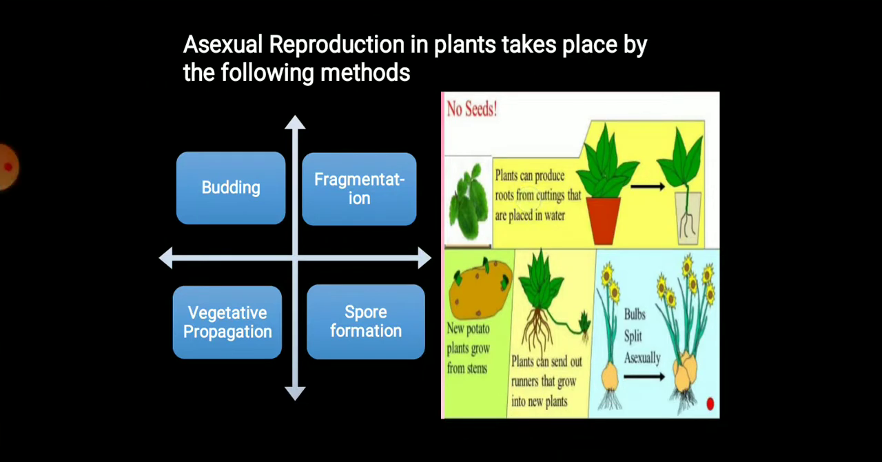As you can see, different reproduction is happening. A plant can produce roots from a cutting, by cutting that portion and placing it in water. As you can see, a plant is there. If an individual takes another pot, cuts that plant in a proper manner and gives proper nutrition, a new plant can grow again. So this is a method of asexual reproduction where we don't require any seeds.